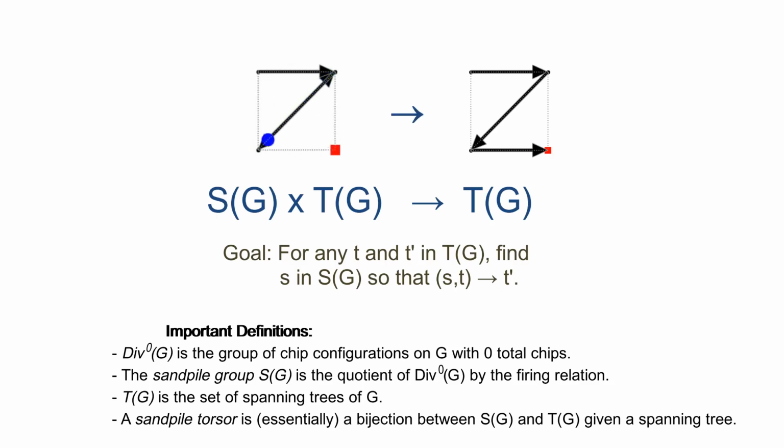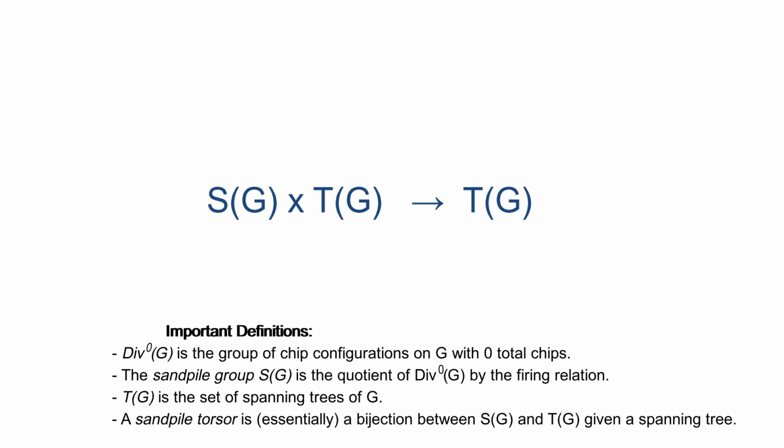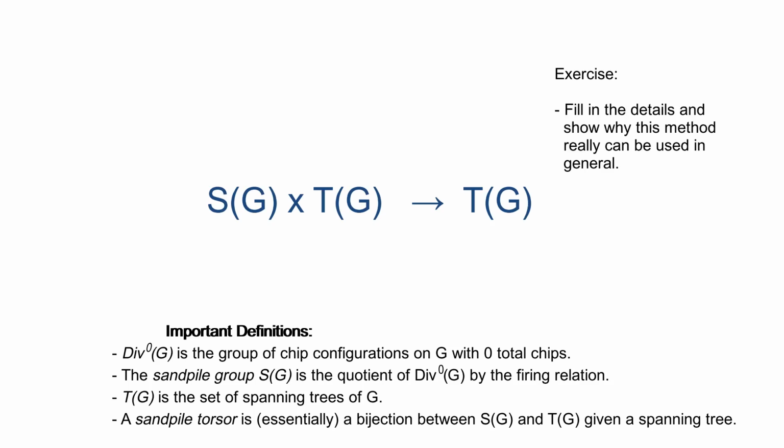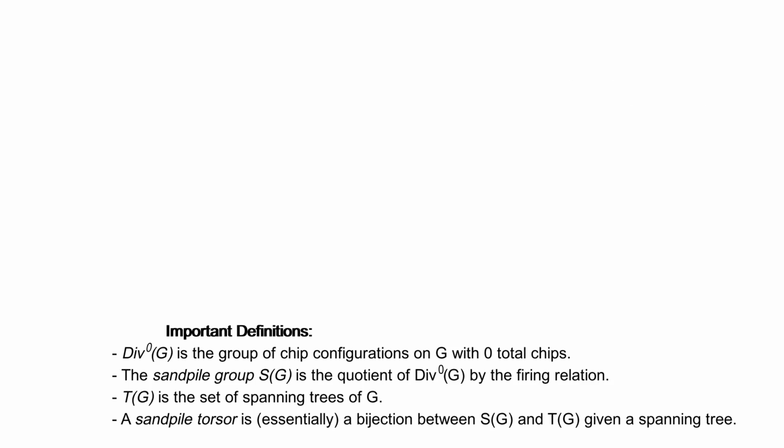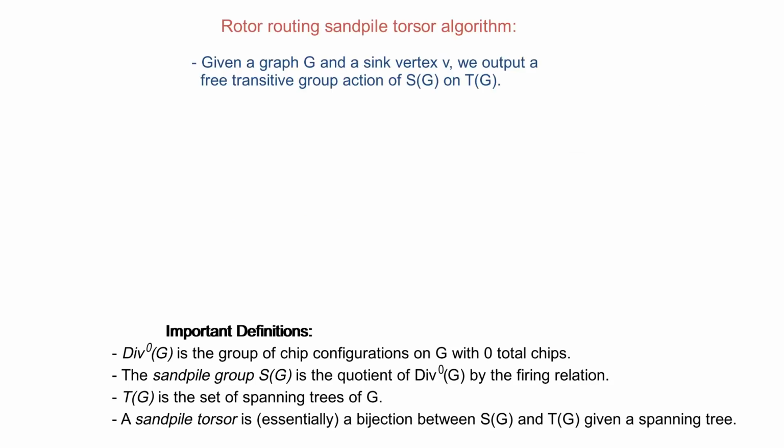There is one issue with this method, which is that we can end up with a negative number of chips on a vertex other than the sink. However, this turns out not to be a problem. I encourage you to fill in the details and show why this method really can be used in general. Thus, we have an algorithm to get a sandpile torsor on every graph. This is called the rotor-routing sandpile torsor algorithm.